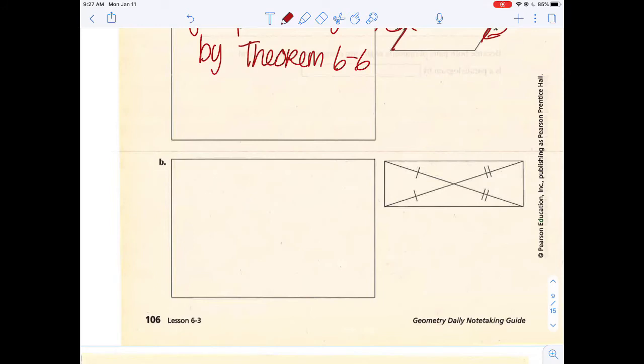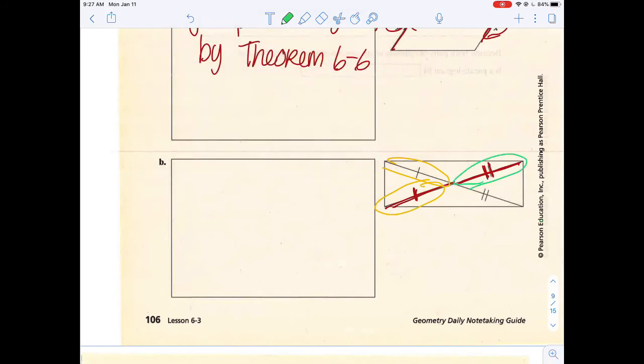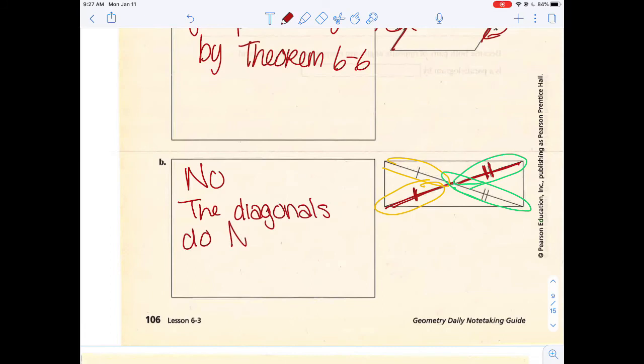Okay, then here, if we look at this, this is saying that this half of the diagonal is not equal to this half of the diagonal because this has 2 marks and this has 1 mark. But it is saying that this is congruent to this, and then this one is congruent to this one. So these diagonals are not bisecting each other, they're just creating congruent segments. So no, the diagonals do not bisect each other.